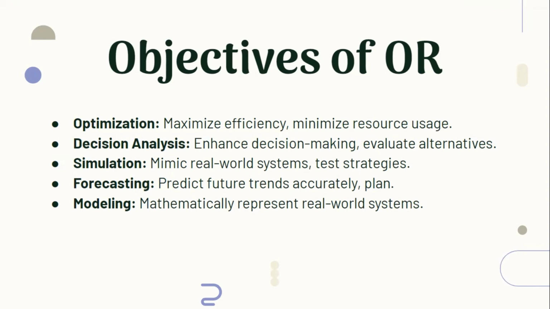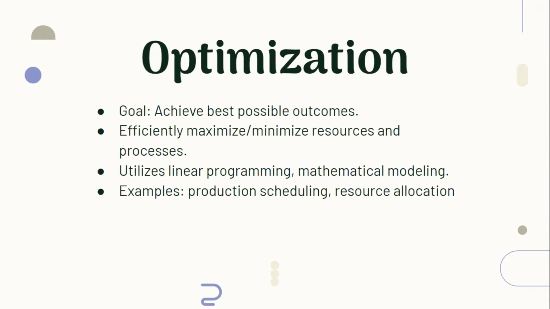So as you can see, in optimization, you can maximize efficiency and minimize resource usage. In decision analysis, you can enhance decision making and evaluate alternatives. In simulation, you can mimic real world systems. In forecasting, you can predict future trends. And in modeling, you can mathematically represent real world systems. So we move on to the first objective of OR, that is known as optimization. The goal of optimization is to achieve the best possible outcome.